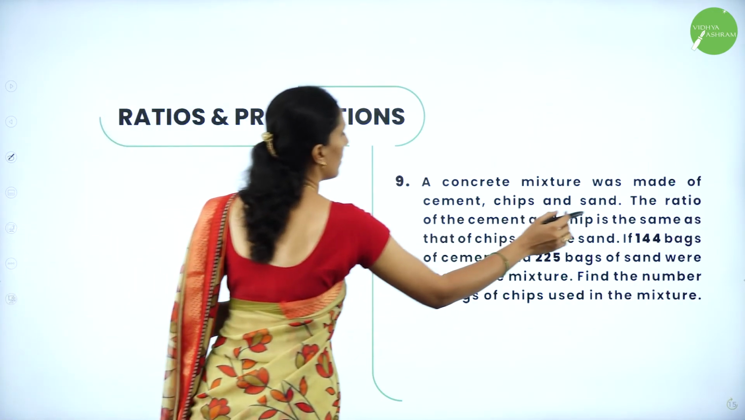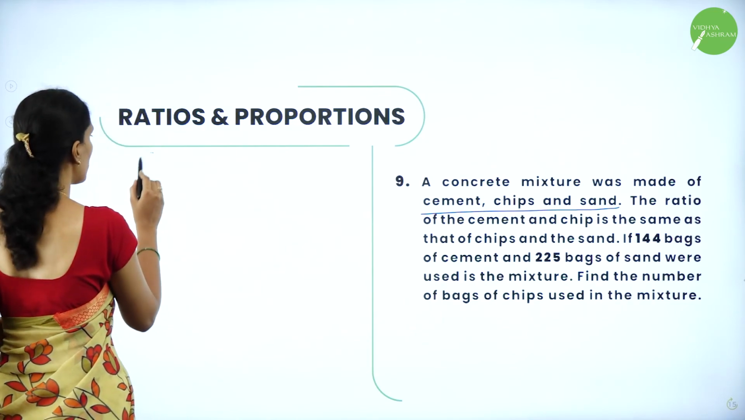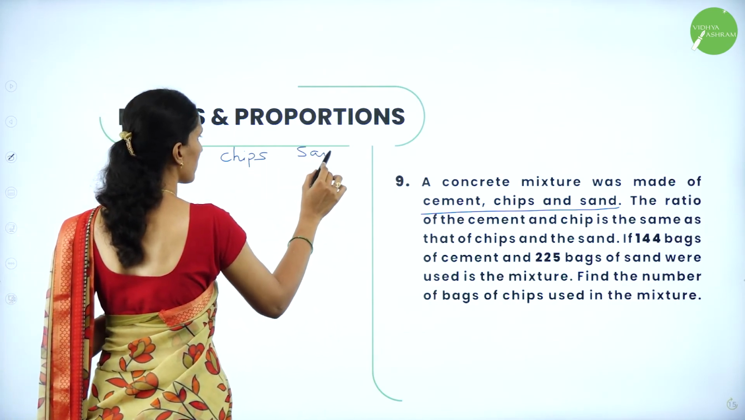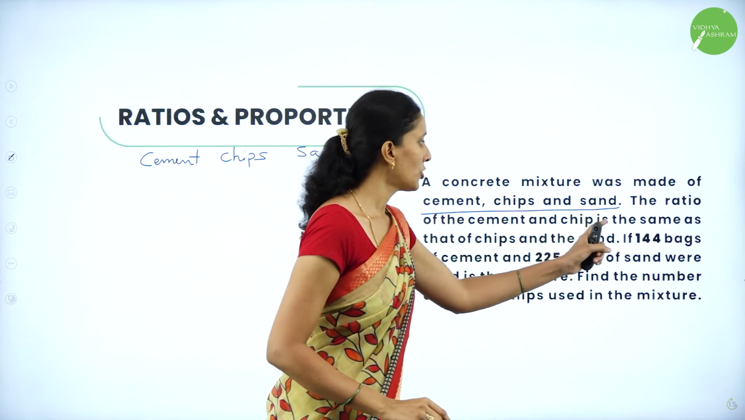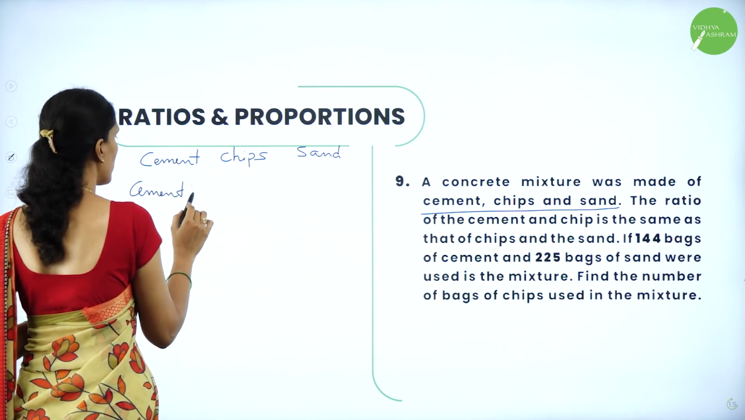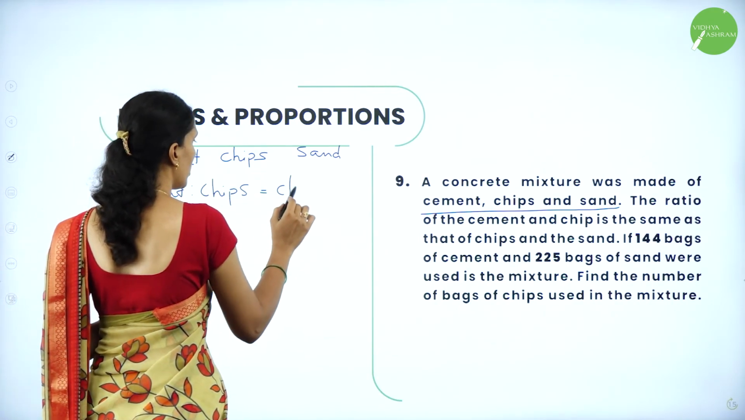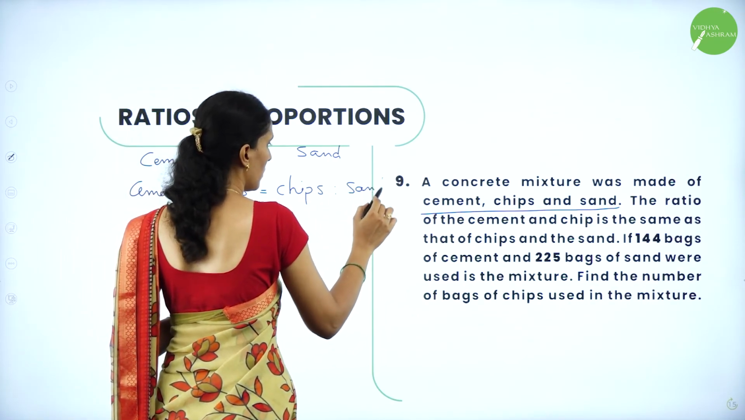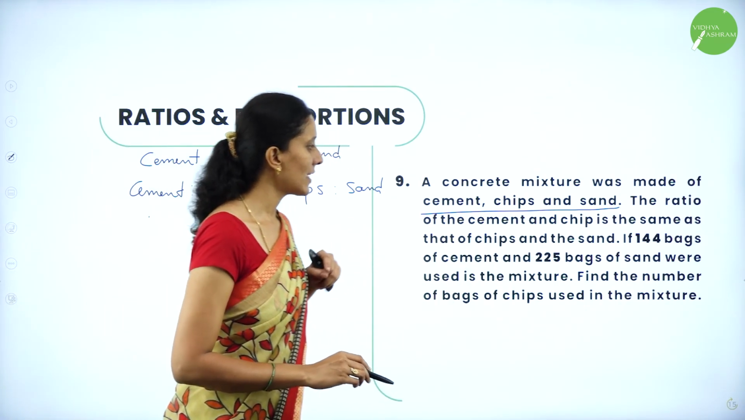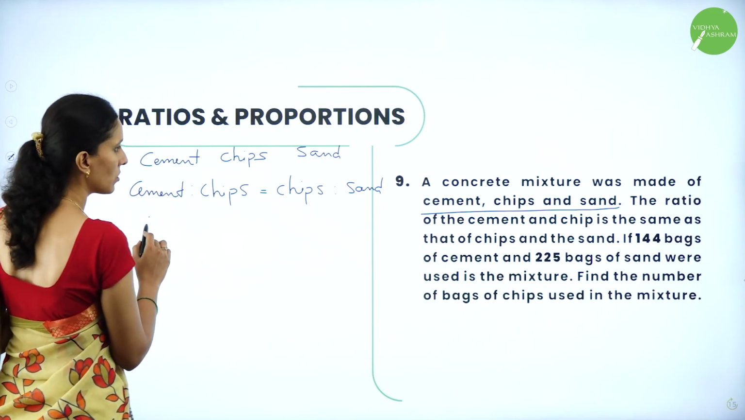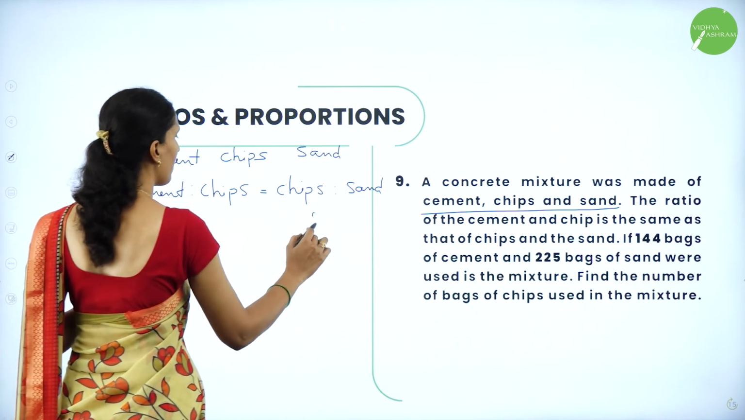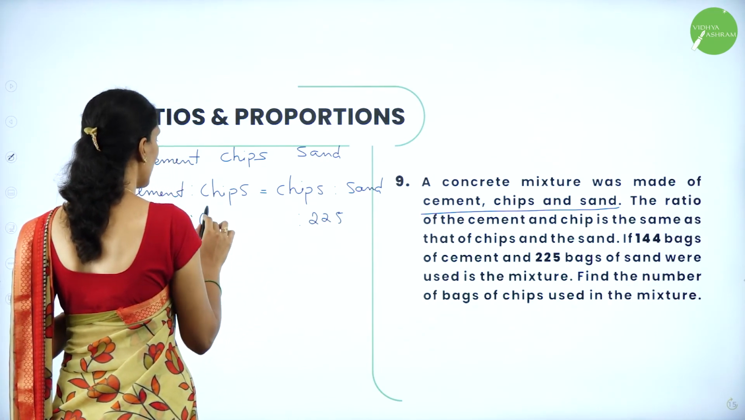So what are the terms we have used here? We have cement, chips and sand. What is given? The ratio of cement and chips is the same as chips and sand. So therefore, let me write cement is to chips. This is the same as chips and sand. So this is an example for mean proportion. One thing they have given is the number of bags for cement and sand. So we have 144 bags of cement and 225 bags of sand. So this is unknown.